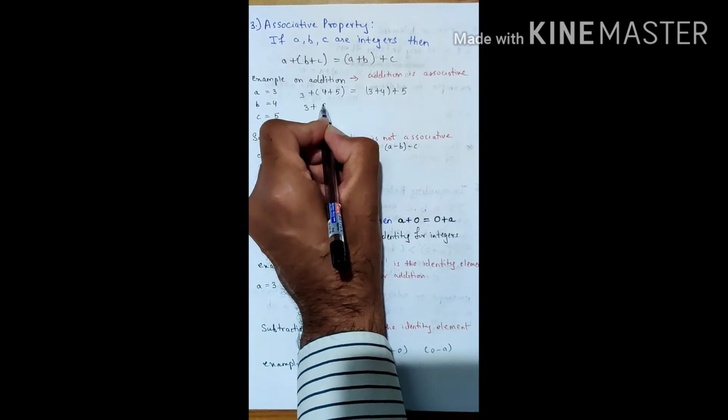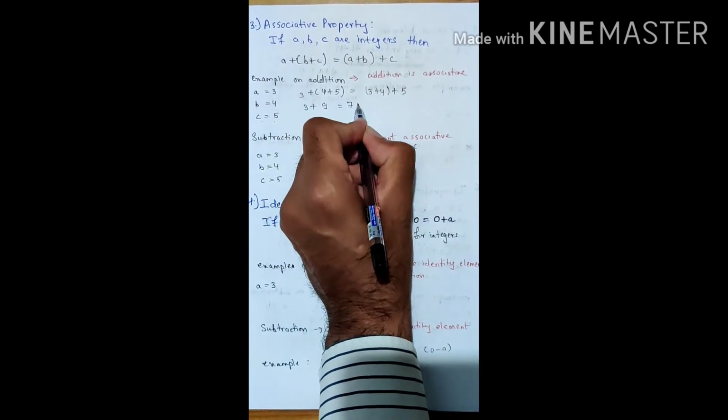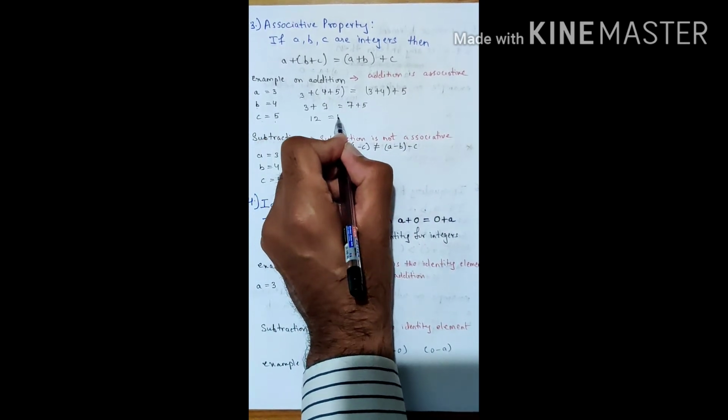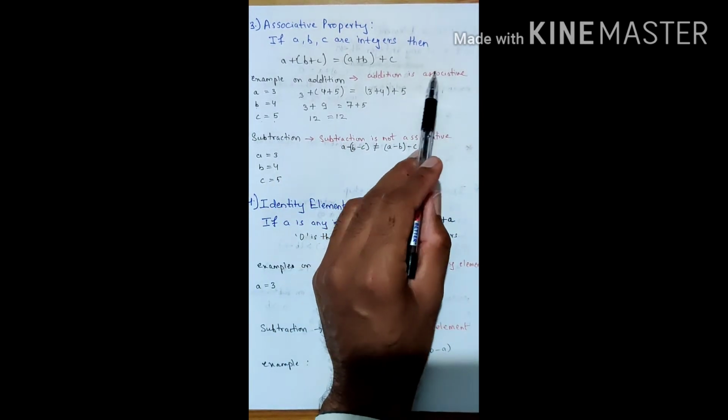So 3 plus 9 will be 12. Here again 3 and 4 is 7, plus 5. So this will be 12 and 12. As we can see over here, addition is associative.